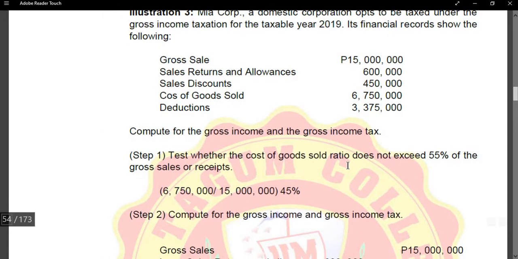So for step 1, you have to test whether the cost of goods sold ratio does not exceed 55% of the gross sales receipt. So how? You just have to divide 6,750,000 pesos as the cost of goods sold divided by 15 million as gross sales. So the answer is 45%. So therefore, the ratio of the cost of goods sold to gross sales is less than 55%. So therefore, it can be taxed at gross income tax provided that it qualifies to the other 4 qualifications.